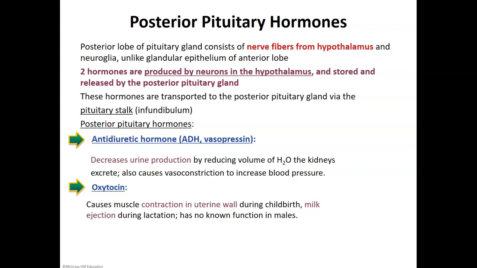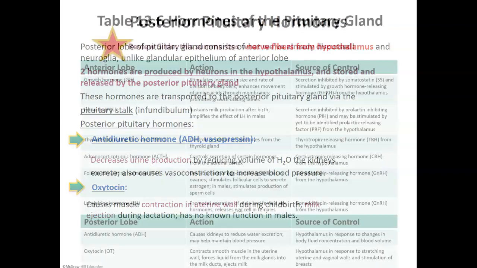Oxytocin is the other hormone that comes out of the posterior pituitary, and this stimulates contraction of the uterine wall. So this also upregulates those spasms in the uterus that lead to parturition, or the propulsion or expulsion of the baby. Also, oxytocin is going to stimulate muscle contraction that's going to allow ejection of milk during lactation. So prolactin stimulates milk production, but oxytocin is going to stimulate ejection or release of the milk.